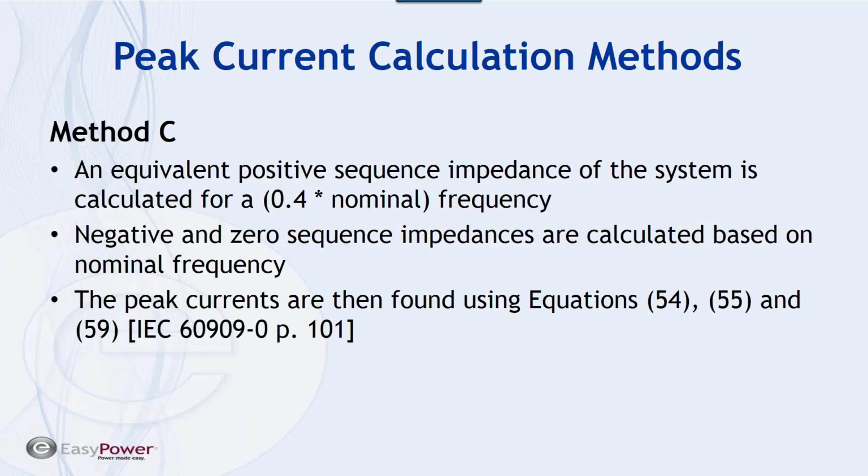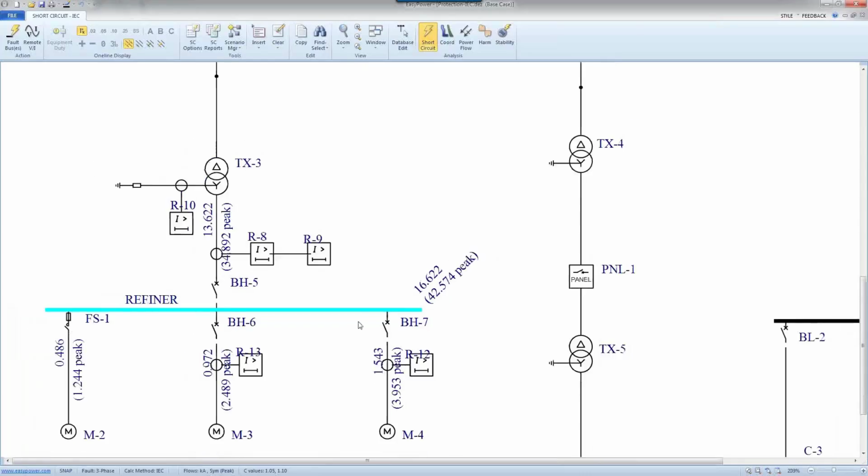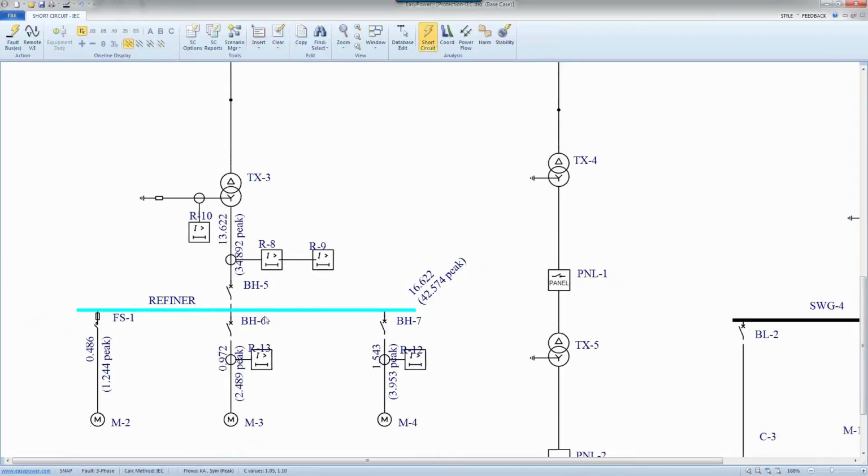Method C: an equivalent positive sequence impedance of the system is calculated for a 0.4 nominal frequency. In fact, this is a translation that we have used. IEC would go and look at a faulted bus, let's say this point, look at the branches, and replace the frequency for 50 with 20 hertz, for 60 with 24 hertz, but basically it keeps a ratio of 0.4. You know, when the frequency changes, the resistance value doesn't change. That's the reactive portion of the impedance which is going to change.